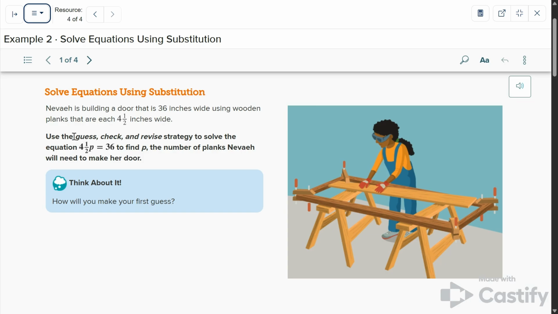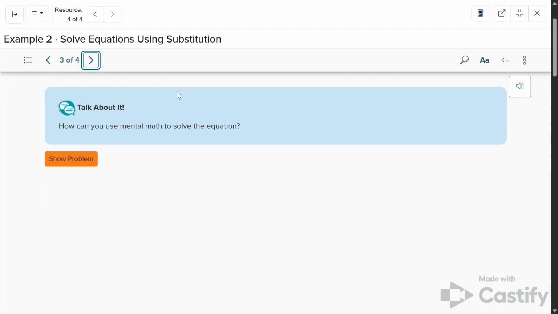So you can guess and check, or you also could use substitution, which is kind of the same thing. What you're doing when you guess and check is you're substituting in your guess. So it's the same idea. So we have our equation 4.5p, so 4.5 times p equals 36. And so what we want to know is 4.5 times what is going to equal 36. P is this unknown number. We want to know how many planks that she's going to need to use.